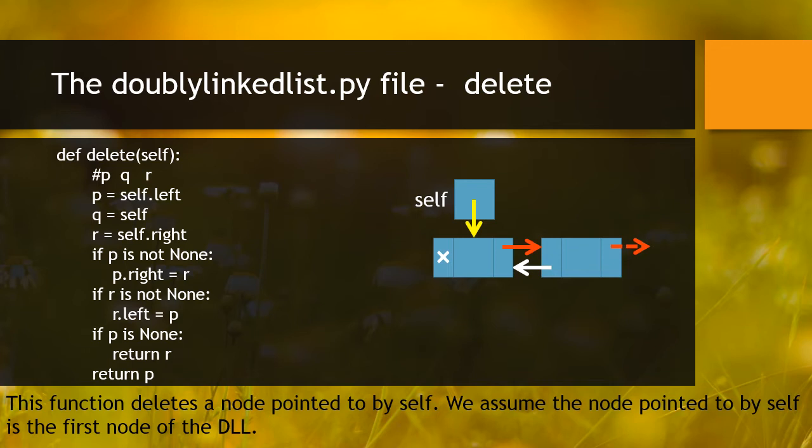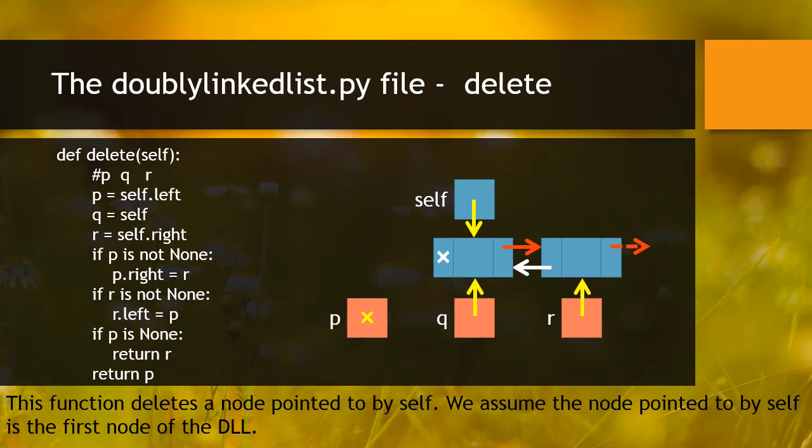Again we arrange PQR in the same way. P points to self.left, but self.left is none, so P is none. Q is self. R points to self.right. If P is not none, but P is none, so we don't go into the body of this if. If R is not none, this is true.